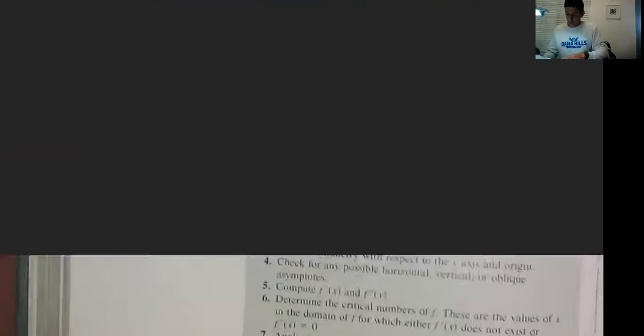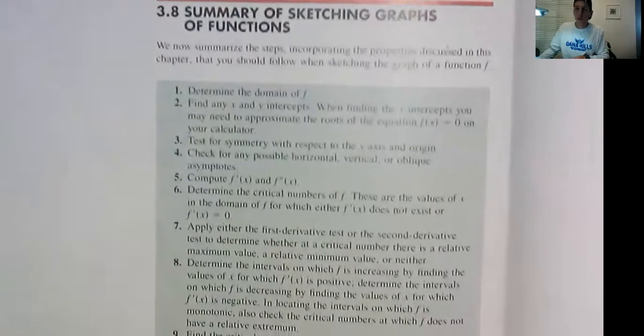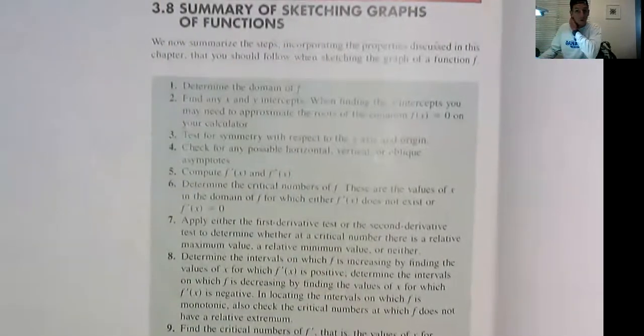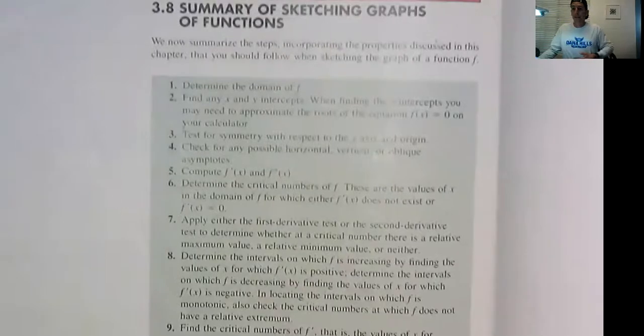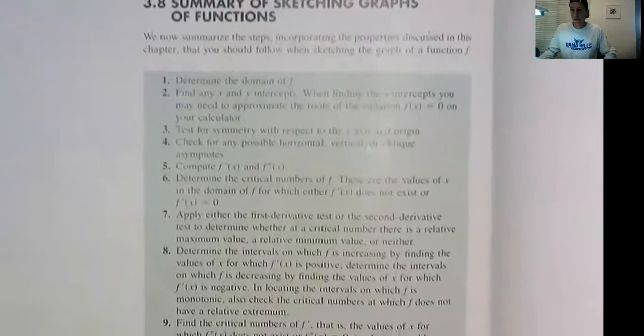On page 276 in your textbooks, you've got summary of sketching graphs of functions, and you've got this 11 item list. We're not going to write this down because I assume you can read. But we will walk through an example where we check every single one of these things off the list as we go. And yeah, let's get to it.